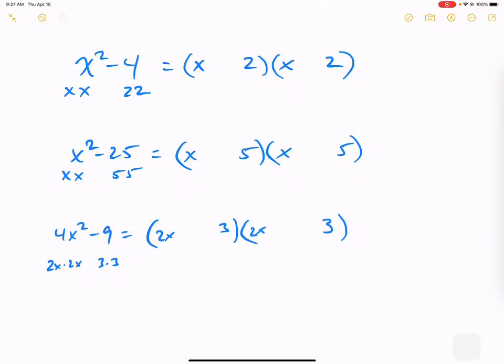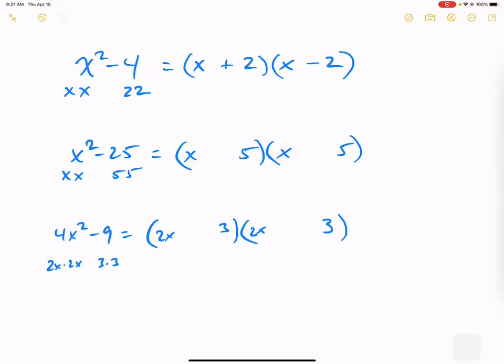Now, I want to ask you this follow-up question. In order to get a negative 4, can these be plus plus? No, because a positive times positive is not negative. Can these be negative negative? No, because a negative times negative is still positive. So these have to be a positive and a minus. They have to share one sign each.